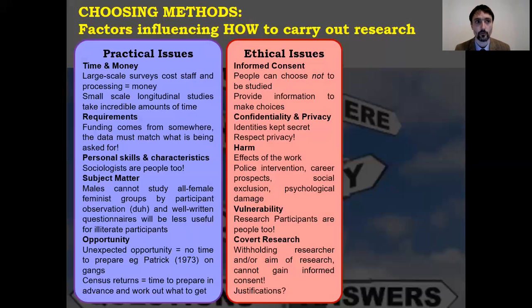I've not done any sexual surveys. I'm just pointing out that they are a particular area where confidentiality and privacy and informed consent is a big deal. There's also the point of harm.